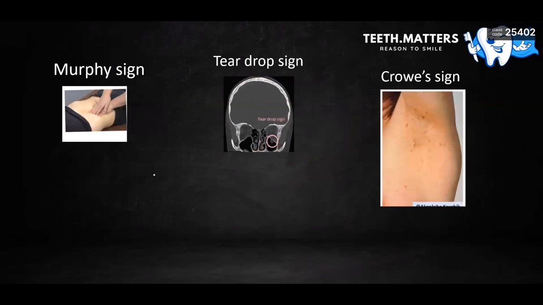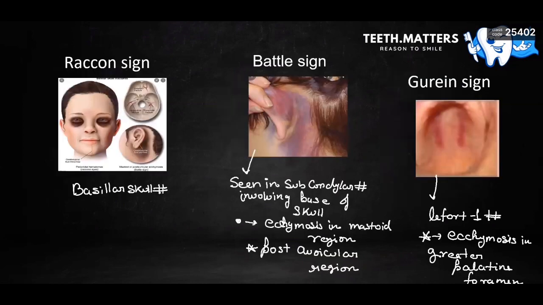Now, Murphy sign. Murphy sign is seen in cholecystitis. We just have to learn this. This is Murphy sign and it is seen in cholecystitis. Not much detail is needed in this.